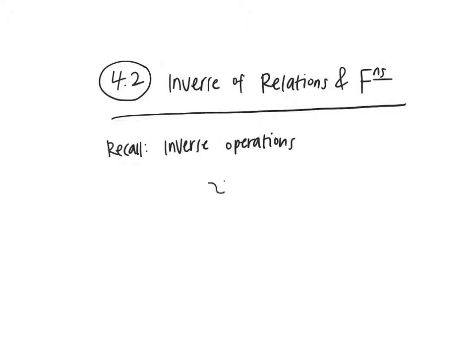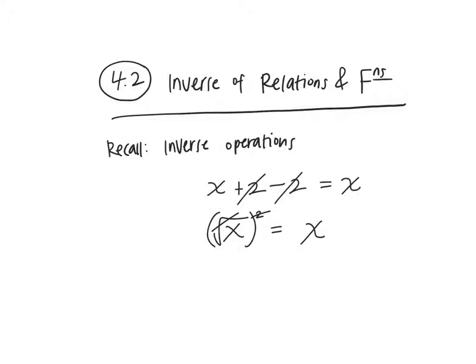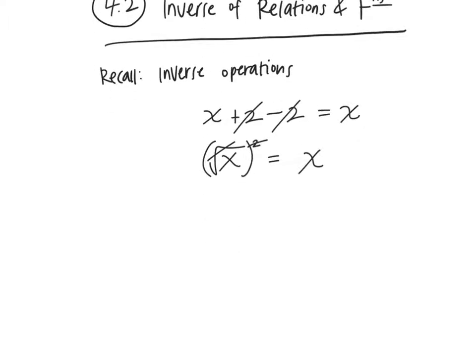Let's say I start with an x. If I add 2 to it, if I want to undo that operation, the inverse operation would be to subtract 2. So if I add 2 and then subtract 2, notice that I end up with what I started with, x. If I have an x and I square it, if I want to undo that, I can take the square root. To undo the square, we take the square root, and they undo each other, or cancel each other out, giving you an x. So notice we have operations that are inverses.